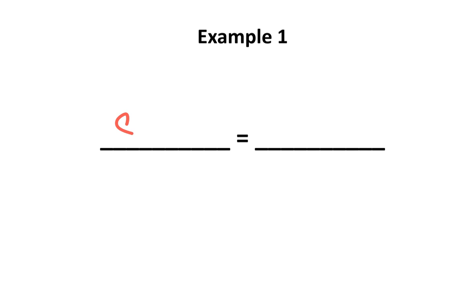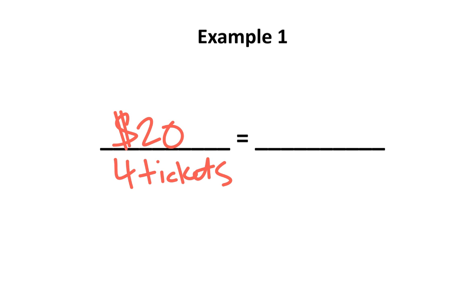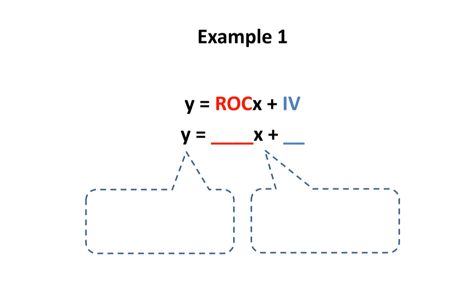Why is an increase of $20 for every 4 tickets not the most accurate way to describe the rate of change? Well, simply put, no one cares about how much 4 tickets cost. You want to know how much 1 ticket costs. Now, using mental math, you can figure out that 1 ticket is going to cost $5. Therefore, the rate of change is actually an increase of $5 for every 1 ticket.